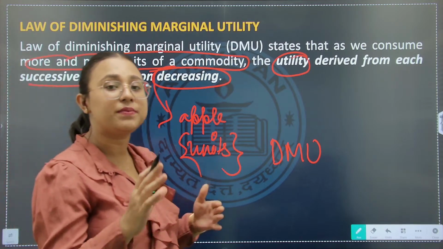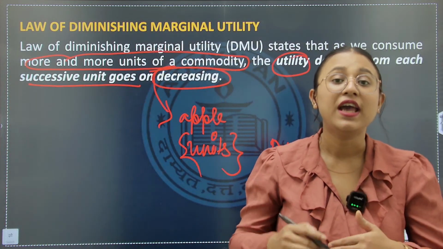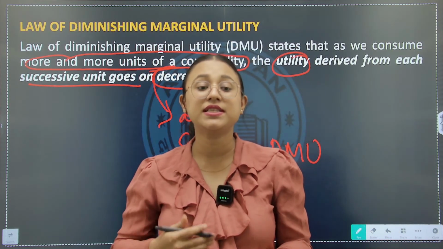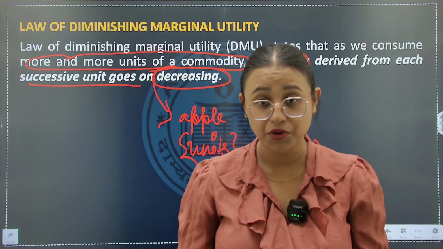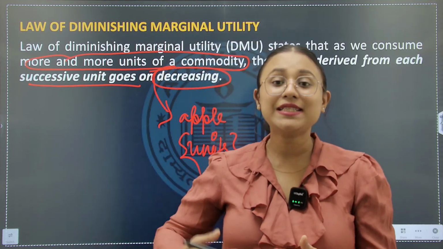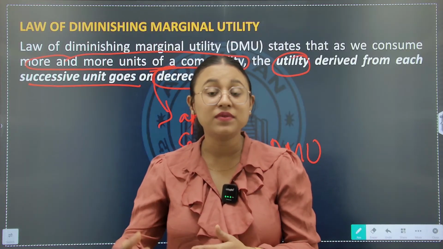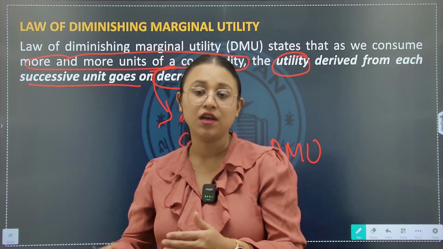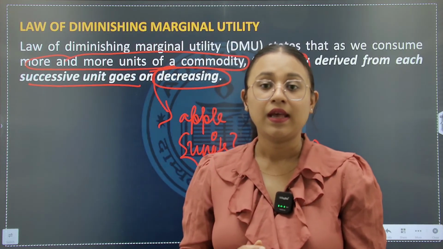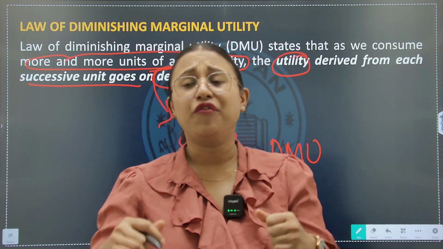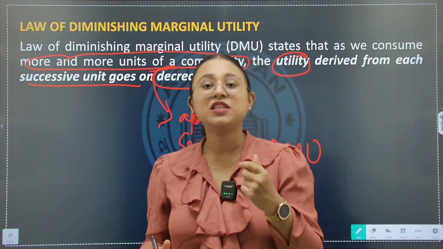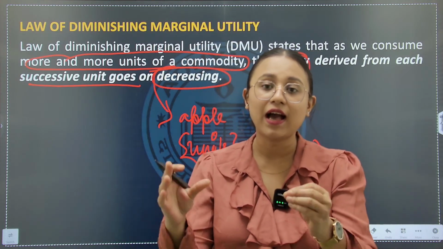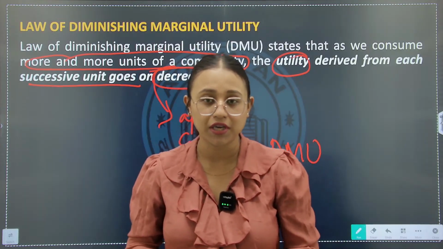So the law of diminishing marginal utility, what do we find? As and when we consume more and more units of a commodity, the utility derived, the satisfaction derived from the successive unit, the utility derived from the additional unit that we are consuming, goes on decreasing. This can be very interestingly explained with the help of a thirsty person trying to drink a cup of water or a glass of water.